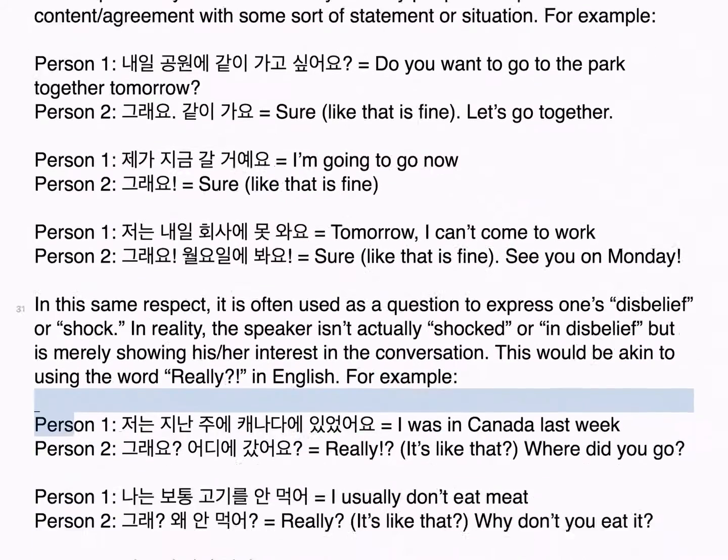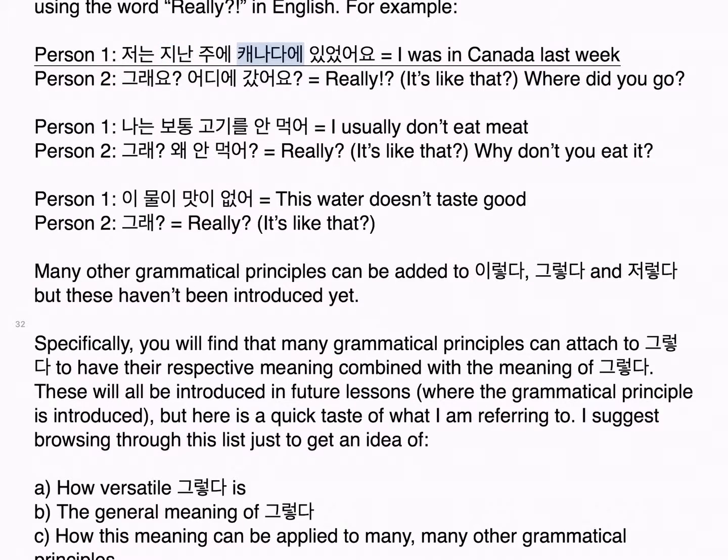For example, person 1: 저는 지난주에 캐나다에 있었어요. I was in Canada last week. Person 2: 그래요? 어디에 갔어요? Really, it's like that. Where did you go? Person 1: 나는 보통 고기를 안 먹어. I usually don't eat meat. Person 2: 그래? 왜 안 먹어? Really, it's like that. Why don't you eat it? Person 1: 이 물이 맛이 없어. This water doesn't taste good. Person 2: 그래. Really, it's like that.